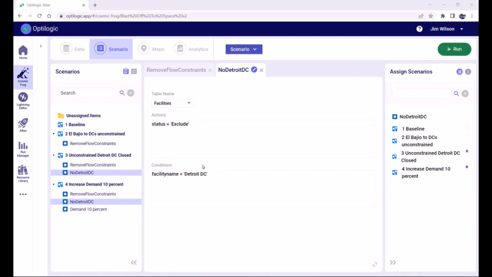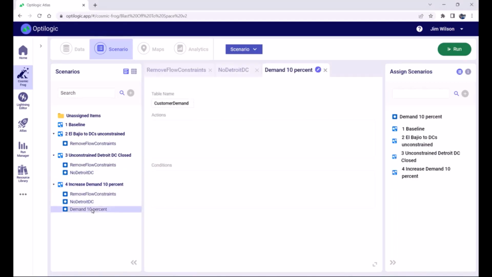And then finally, again, building on top of that, we have the ability to go and say, well, what if demand increases? And we're actually expecting some growth in demand to the tune of 10%. So our final scenario is looking at not having any constraints for moving things in from El Baggio, not renewing the contract with the Detroit DC, and then also having that increase in demand.